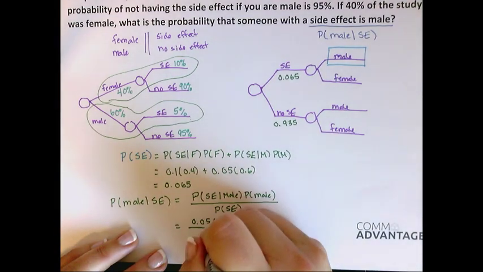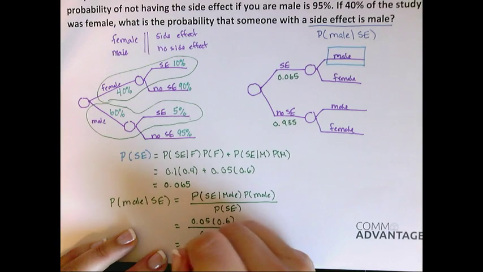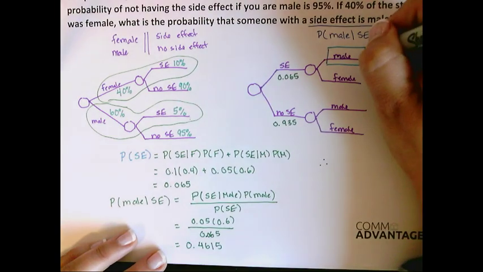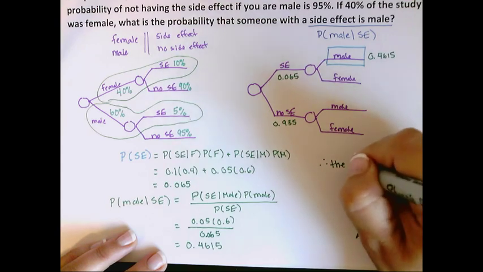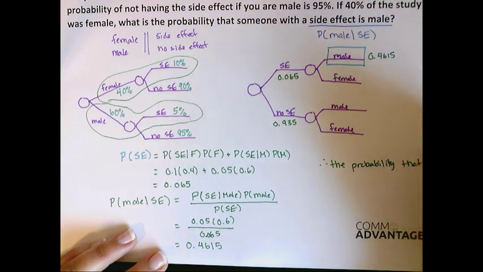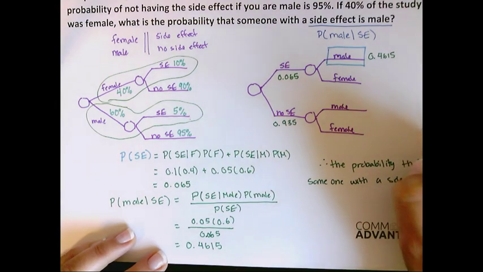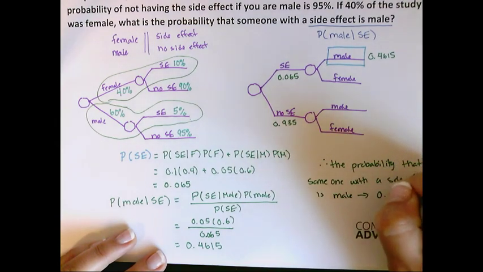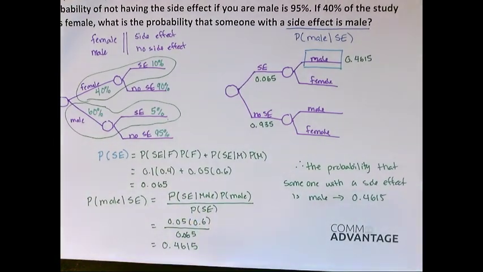0.065. Don't make that mistake. Oh my goodness, that would not be good. And so my actual probability here is going to be 0.4615. So the probability that someone with a side effect is male, well, that's going to be 0.4615 or 46.15%.